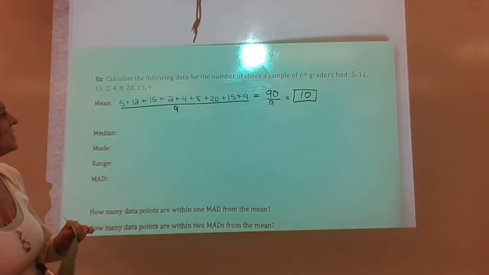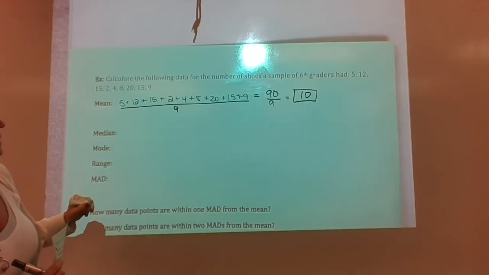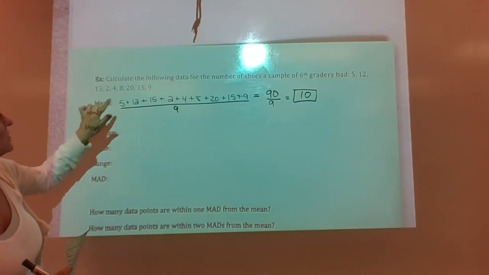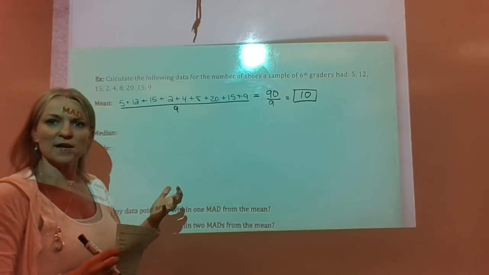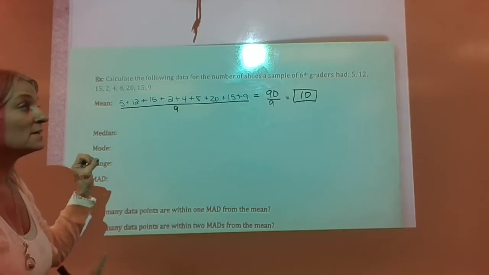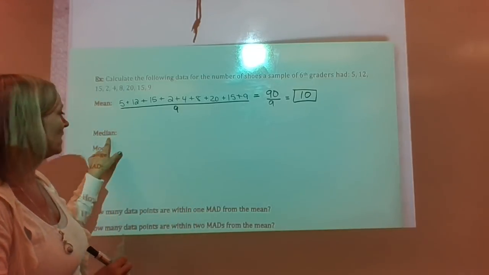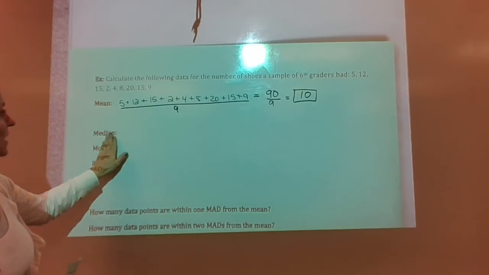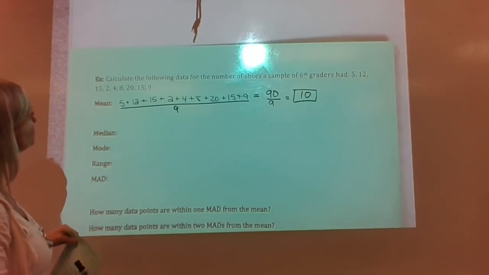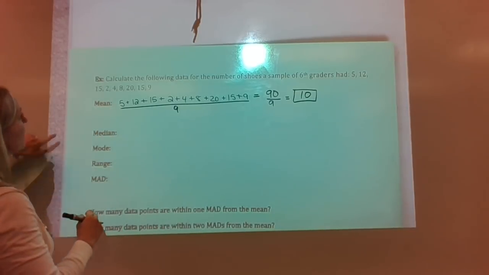Okay, and 10 should be near the middle of my numbers. So if I look at my numbers, looks like 2 is the smallest and 20 is the biggest. So yes, 10 is near the middle. Now it's not the exact middle. Exact middle, that's our median. So to do the median, now we want to list the numbers in order. So we want to go smallest to biggest.